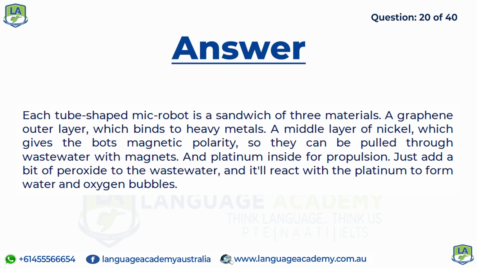Each tube-shaped microrobot is a sandwich of three materials: a graphene outer layer, which binds to heavy metals, a middle layer of nickel, which gives the bots magnetic polarity, so they can be pulled through wastewater with magnets, and platinum inside for propulsion. Just add a bit of peroxide to the wastewater, and it'll react with the platinum to form water and oxygen bubbles.